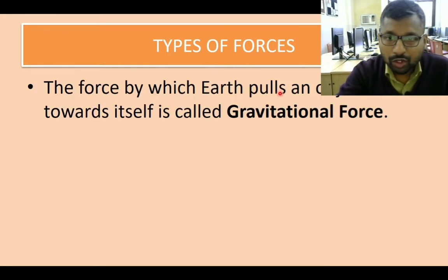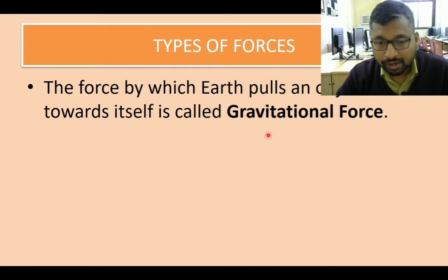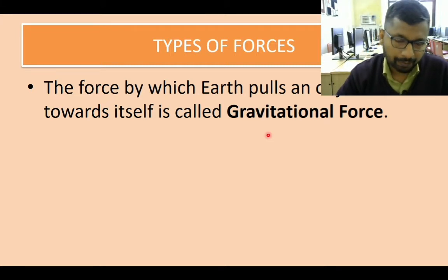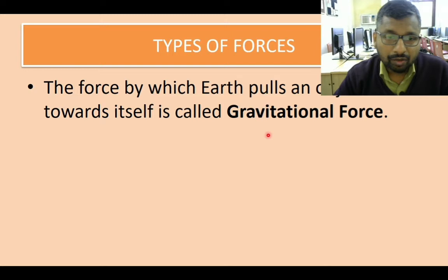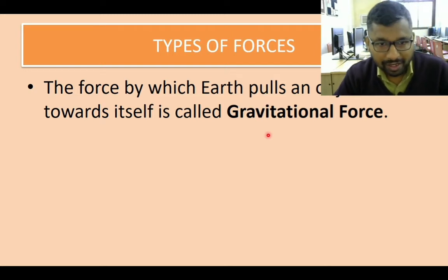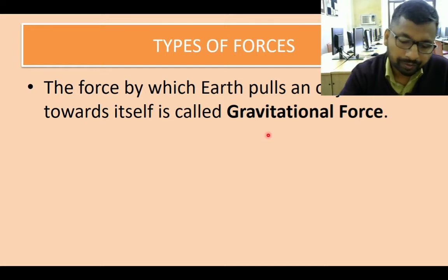The force by which earth pulls an object toward itself is called gravitational force. This is another kind of force. This is exerted by every object which has a mass, for example, earth. Whenever we throw something in an upward direction, it falls down. That is because of gravitational force.